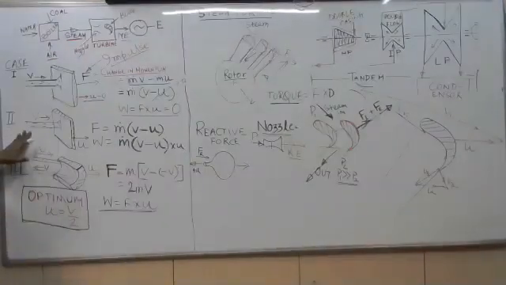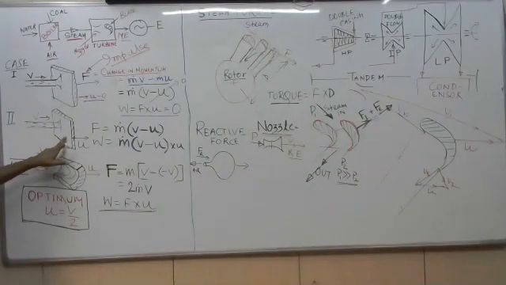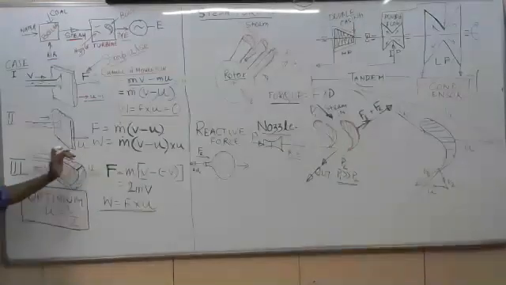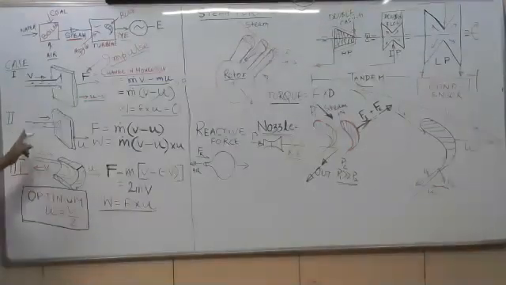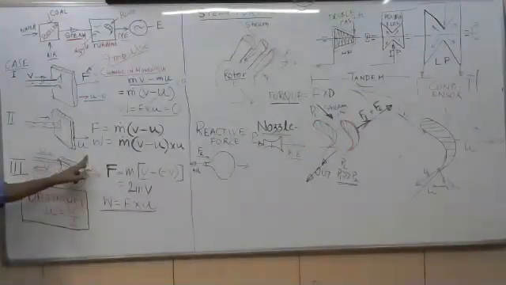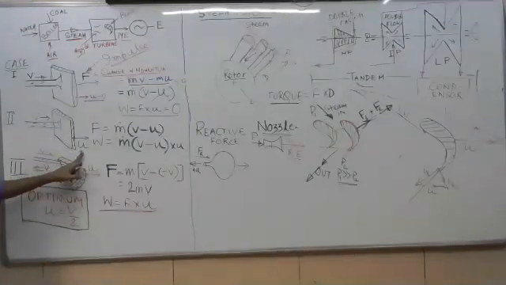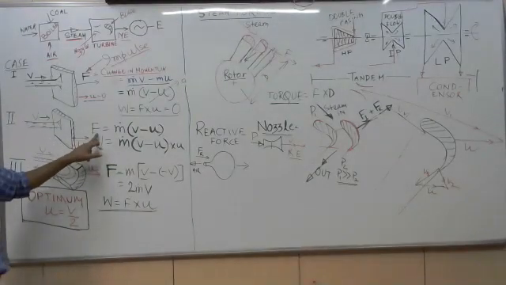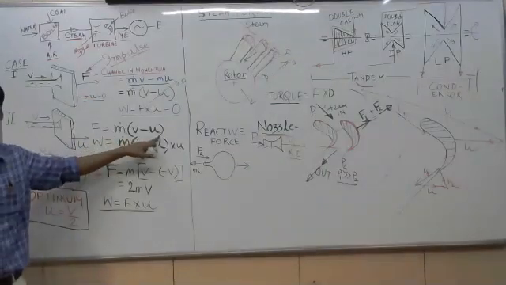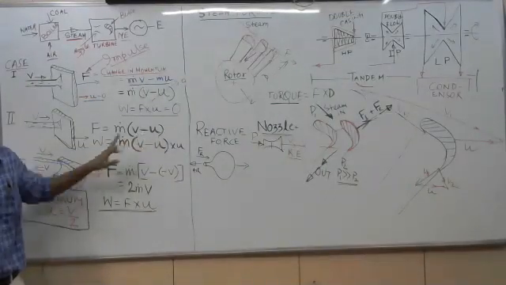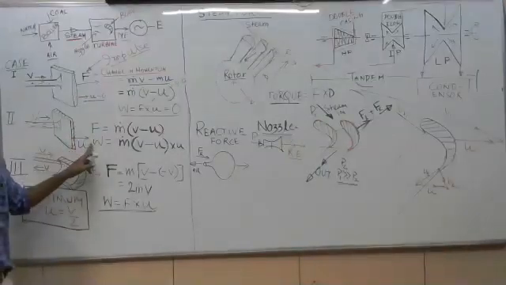Now the second case: same velocity impinging, but in this case the plate is moving with a velocity u. Obviously u is less than velocity v, because the energy is causing the movement of this plate. So it is velocity u. In this case the force is somewhat reduced, and it is the change in momentum, m(v minus u). m(v minus u) is the force on this plate.